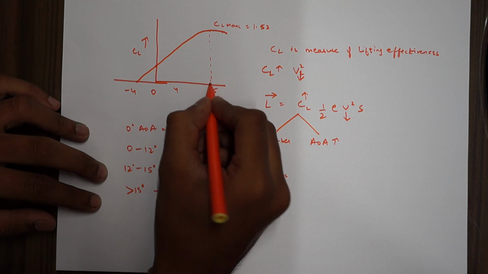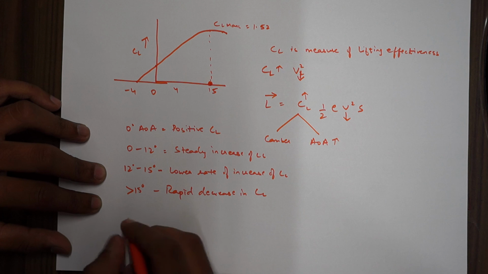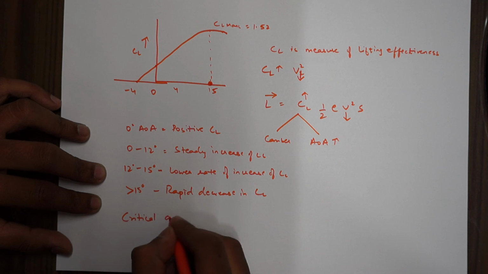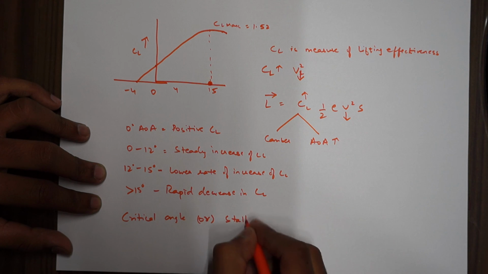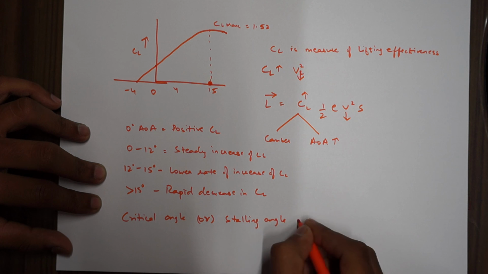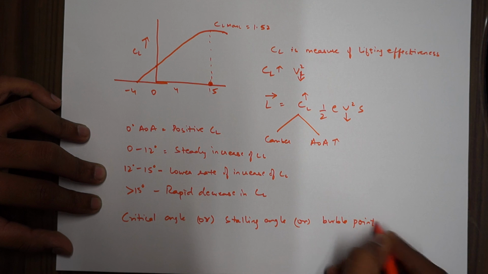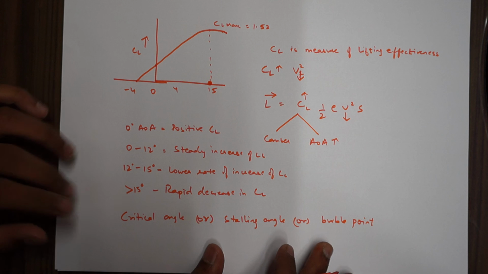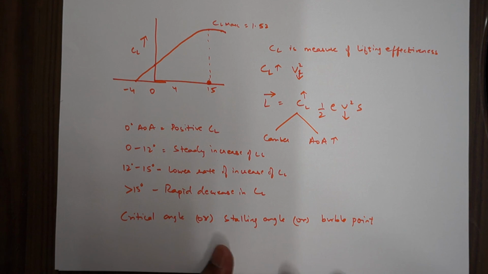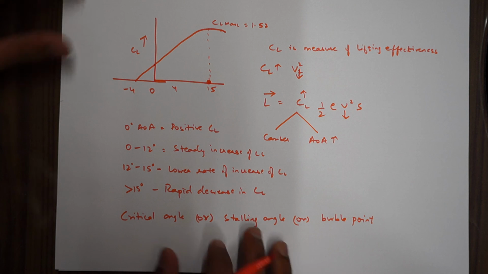This point where there's a rapid decrease in CL, this is an important question that generally comes out, is called the critical angle or stalling angle or your bubble point. Okay, critical angle, stalling angle, or your bubble point, where the air bubbles and breaks, the smooth flow is lost.